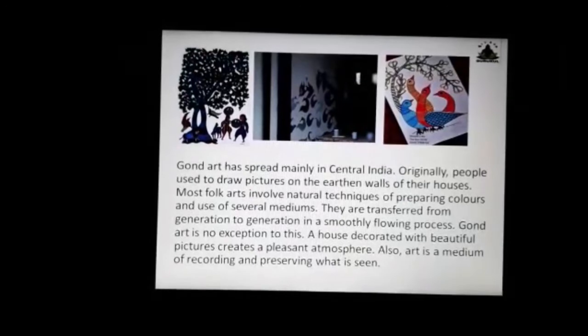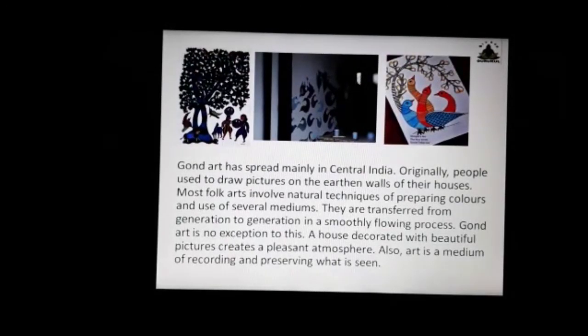Gond art has spread mainly in central India. Originally, people used to draw pictures on earthen walls of their houses. Most folk arts involve natural techniques of preparing colors and use of several mediums. They are transferred from generation to generation in a smoothly flowing process. Gond art is no exception to this. A house decorated with beautiful pictures creates a pleasant atmosphere. Also, art is a medium of recording and preserving what is seen.